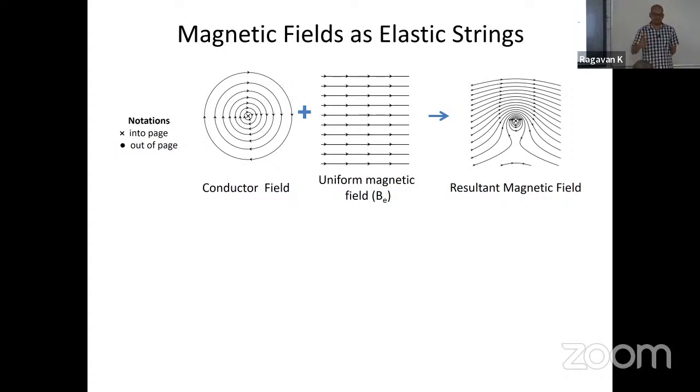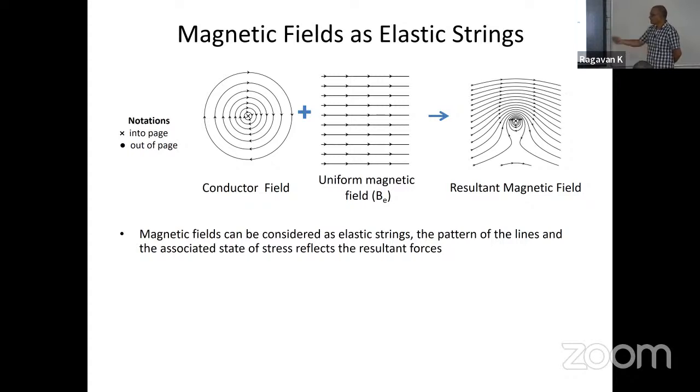Yes. So the audience member answered just by looking at the figures. Because of the pattern, we can consider the field lines as some kind of stretched strings in an elastic state. So they are pushing the material volume at the center in the minus y direction, right? So this is what we take from this first example. Magnetic fields can be considered as elastic strings. Maxwell called them tubes in a stressed state, right? The pattern of the lines and the associated stress reflects the resultant forces, right?